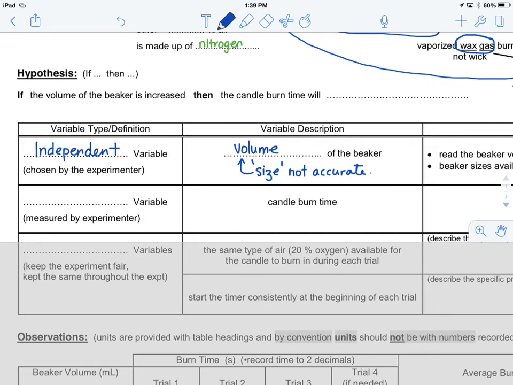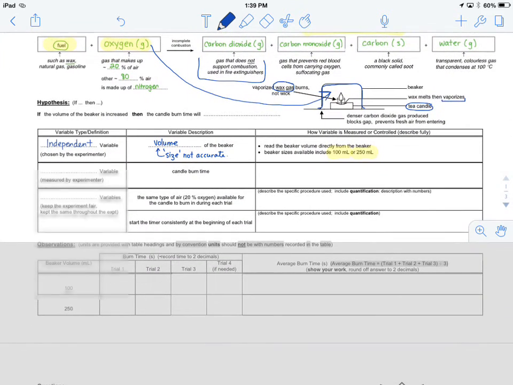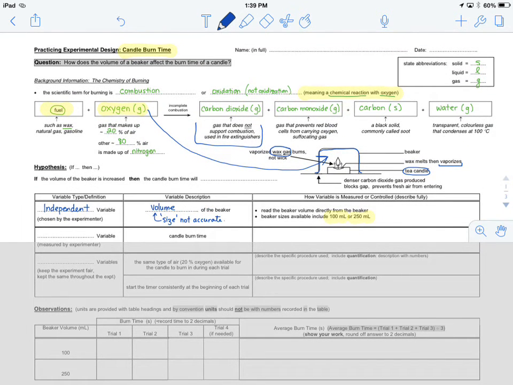So this is the independent variable, and how are we going to measure this? Well, we're going to read this directly from the beaker. So you may use a 100 mil beaker, you may use a 250 mil beaker, and so on and so forth, but that's how we're going to describe it. All right, so that's what we're changing between trials. How does the volume of a beaker affect the burn time of a candle?